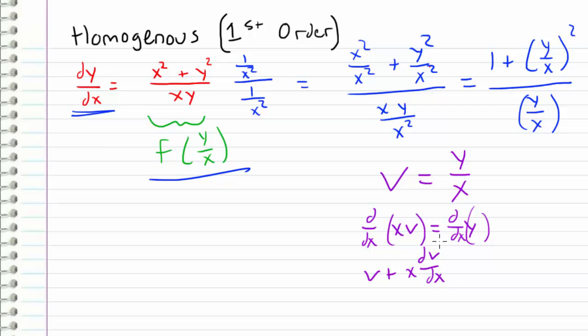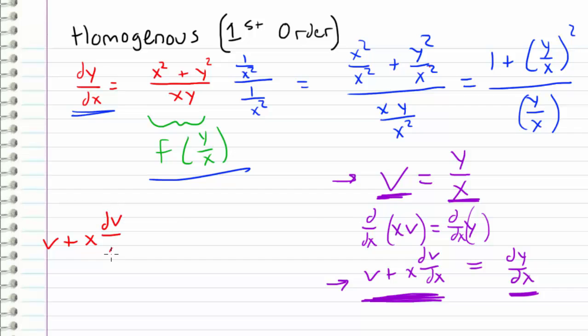And we get this term right here because v is a function of x since y is a function of x. And on the right-hand side, we get dy dx. So basically what this gives us is an expression for dy dx, and this gives us an expression for y over x. So we're going to substitute these two expressions into our differential equation. What we are left with is dy dx is equal to v plus x dv dx.